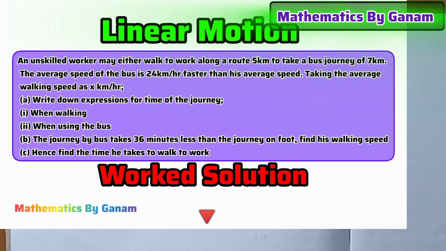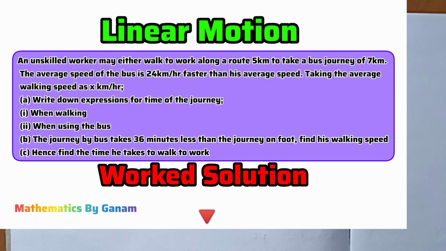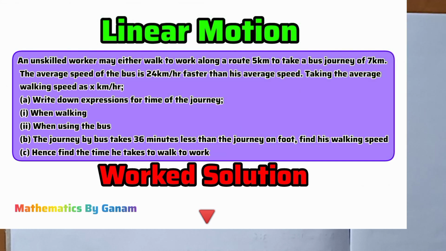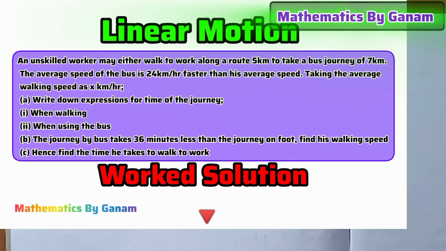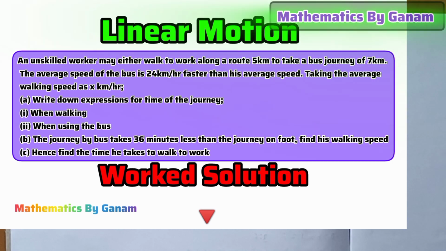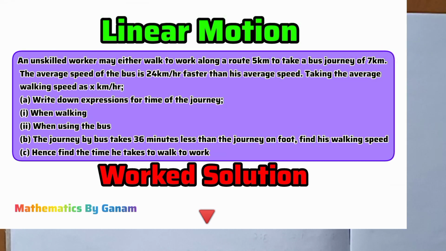We have this question which says an unskilled worker may either walk to work along a route of 5 kilometers or take a bus journey of 7 kilometers. The average speed of the bus is 24 kilometers per hour faster than his average walking speed, taking the average walking speed as x kilometers per hour.